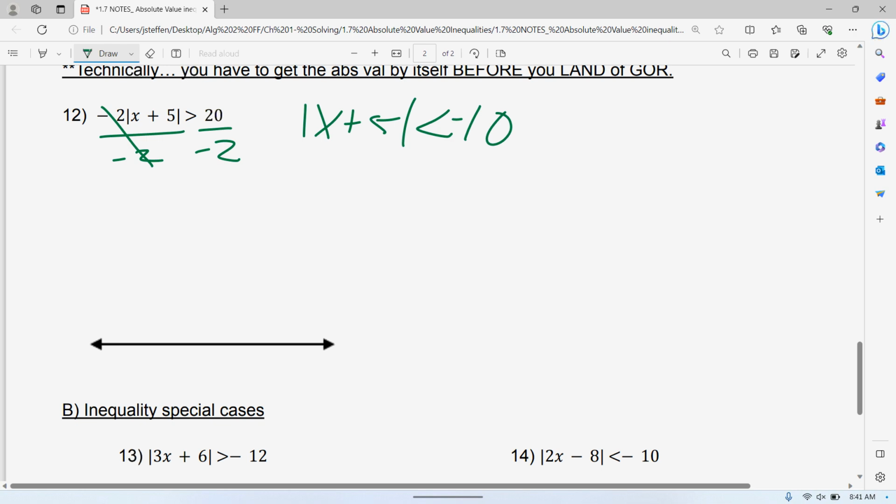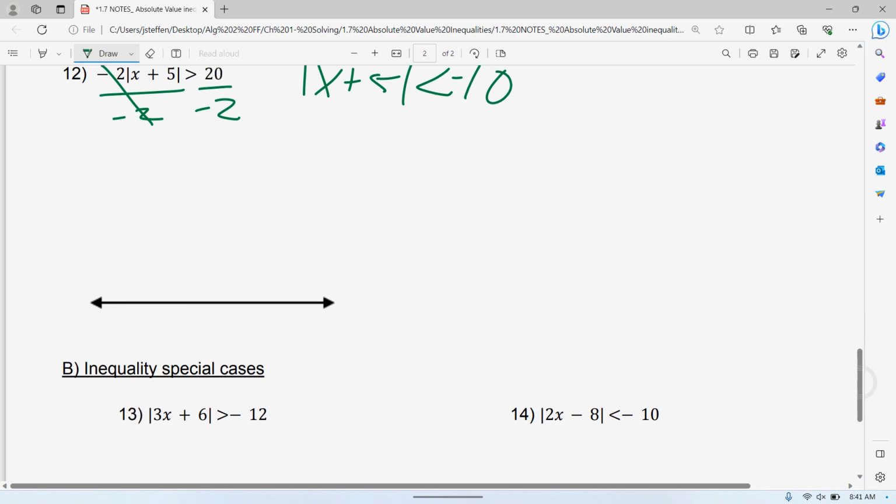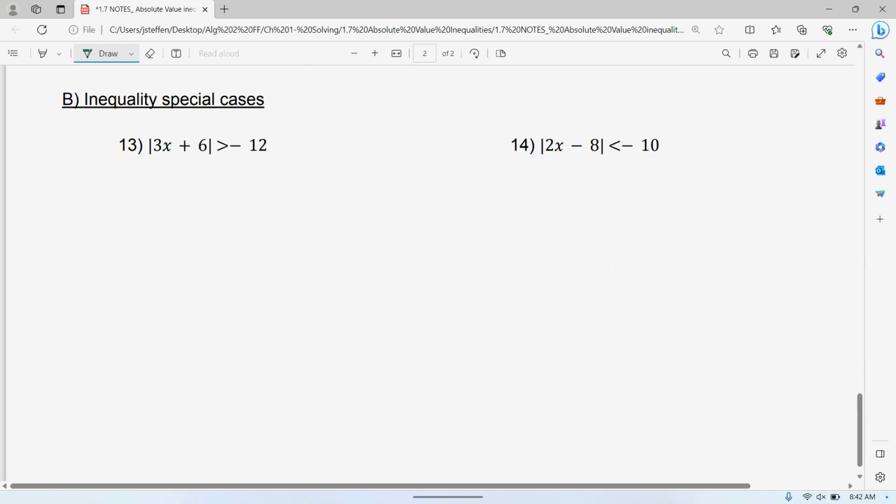And then again, the inequality special cases. The biggest thing with this one, just like the last one, is to realize that the absolute value cannot be equal to a negative. An absolute value is always positive, so it can never be equal to a negative. So it's no solution. If you have an absolute value of anything equal to a negative number, no solution.